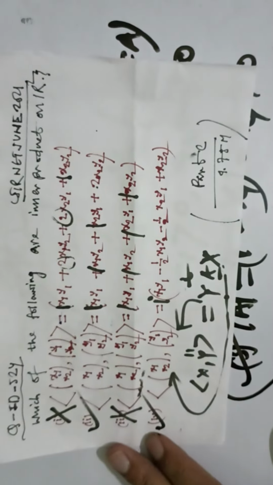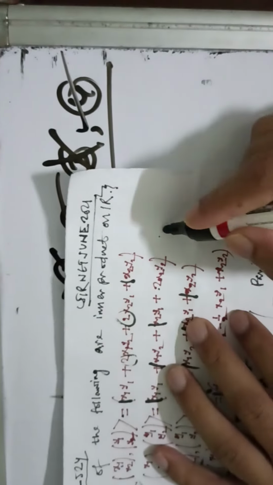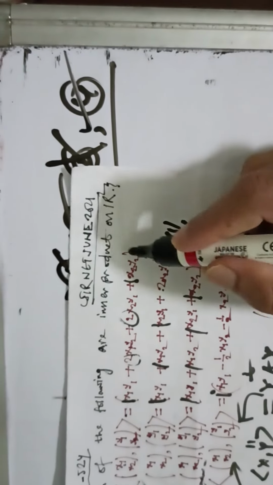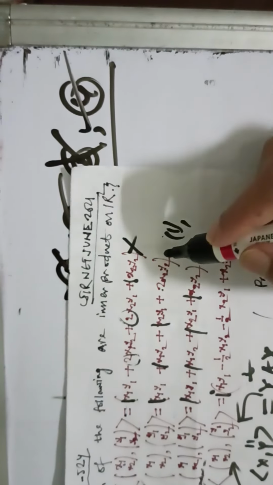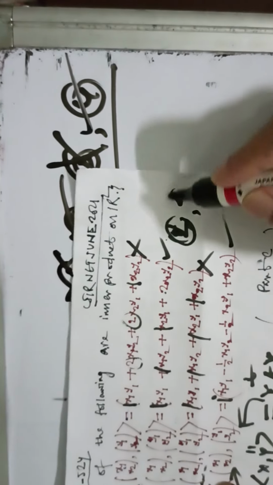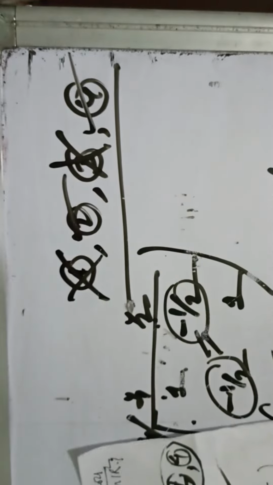So for this question, option 1 is incorrect, option 2 is correct, option 3 is incorrect, option 4 is correct. So the correct options are option 2 and 4.